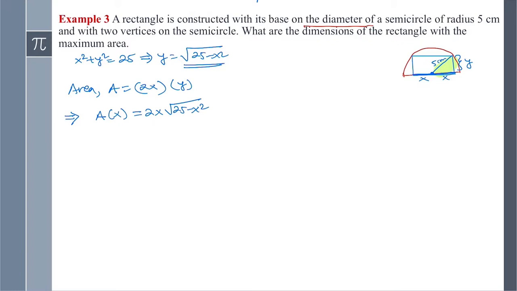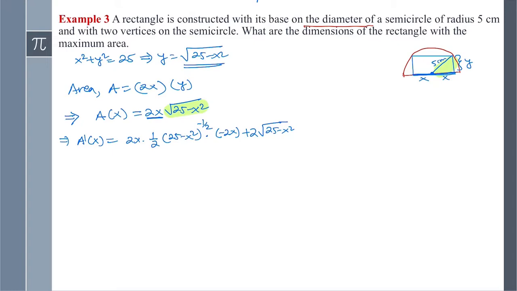Okay. Now in order to find the maximum area, we need to find the first derivative, find the critical numbers, and then find the dimension which gives us the maximum area. So let's find the first derivative. Here we have to use the product rule. First function, which is 2x, times the derivative of the second function. The derivative of this function is 1 half times 25 minus x squared to the negative 1 half, times the derivative of the inside function, which is negative 2x, and then plus the second function, which is the square root of 25 minus x squared, times the derivative of the first function, which is just 2.